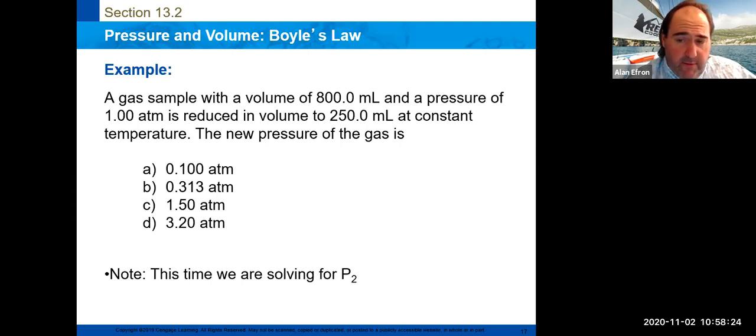You do not. And we'll talk about STP a little bit later on this chapter. So you don't have to convert things to STP unless it tells you to.